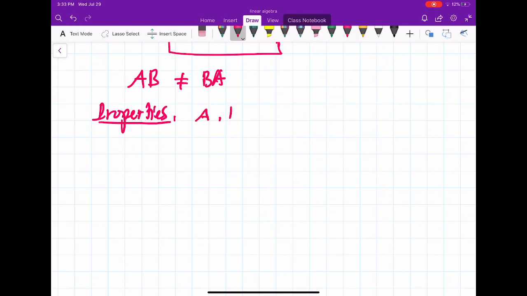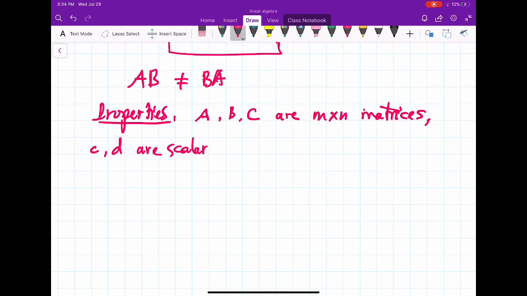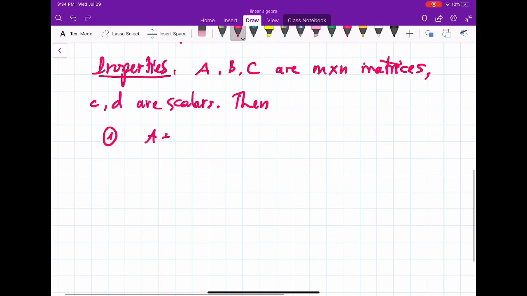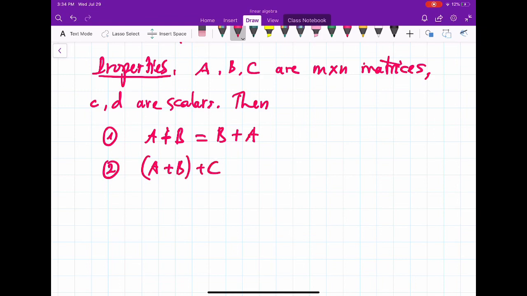Suppose that you have three matrices A, B, and C, M by N matrices, okay? And c and d are scalars. Then, first property, A plus B equals B plus A. This is the commutative property of addition. The second one, associative: (A plus B) plus C equals A plus (B plus C), okay?